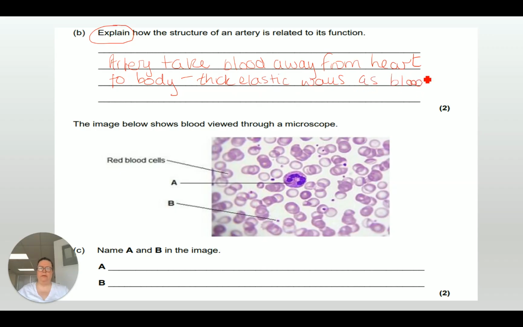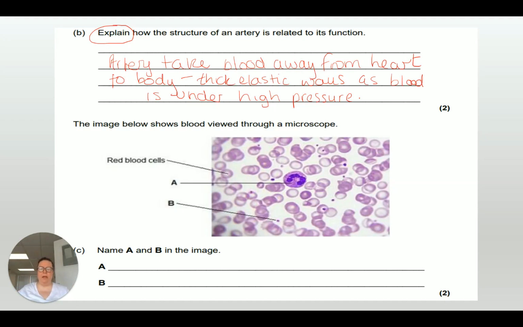as the blood is under high pressure. Okay, so let's go back to the question, just check we've answered it. Explain how the structure of an artery is related to its function. So we've said its function, it's taking blood away from the heart, and then we've said something about the structure to justify that. We've said it's got thick elastic walls as blood is under high pressure. If we try to push the blood at the same pressure through a vein, it would split. Okay, so it's really important. It's got these elastic walls.